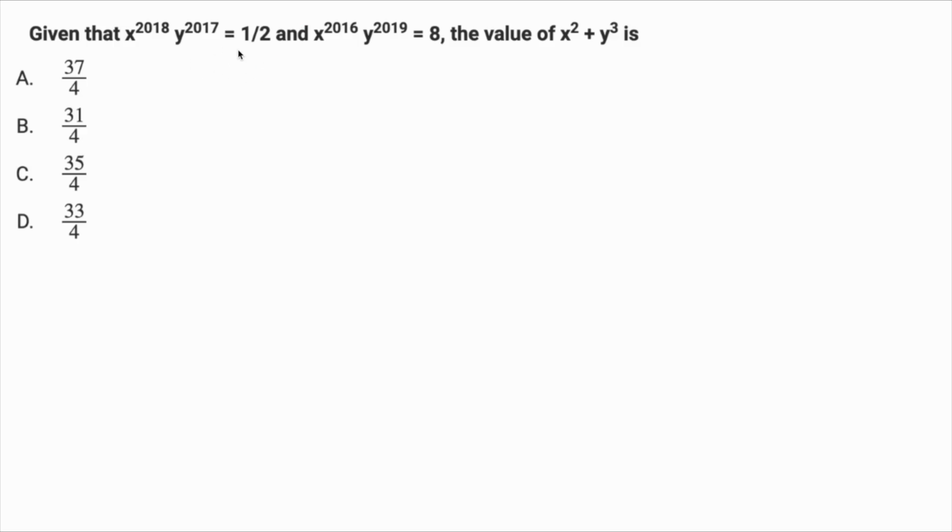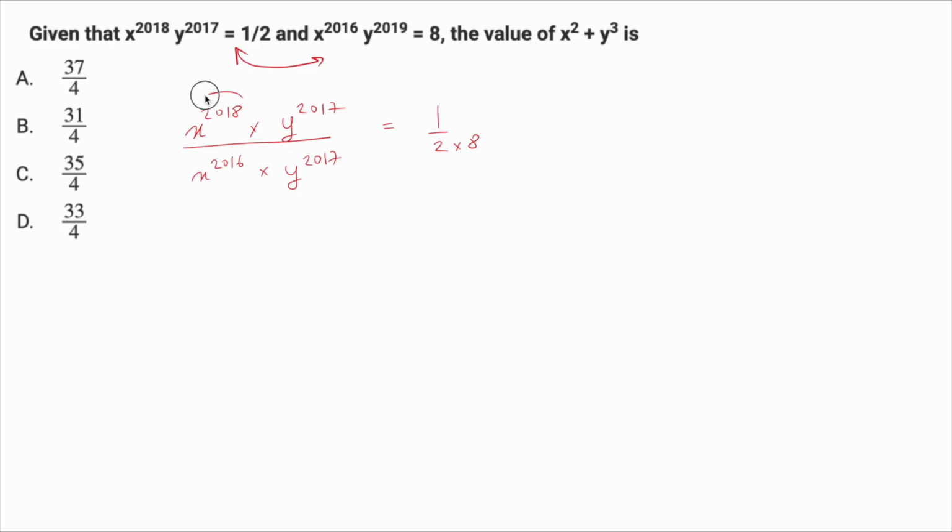Right, so we'll start by dividing these two equations first. We have x raised to 2018 multiplied by y raised to 2017 is equal to 1 by 2. We will divide this entire thing with x raised to 2016 into y raised to 2019 is equal to 8. So we are dividing the first equation by the second one.